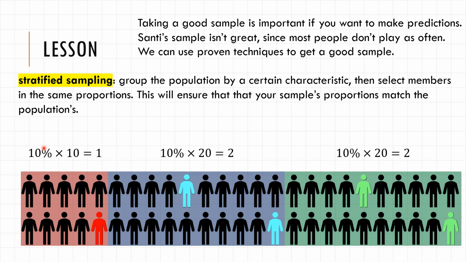Notice that I have taken the percentage that I want. So my sample of 5 represents 10% of 50. So I want 10% from each group. 1 plus 2 plus 2 will be total of 5.